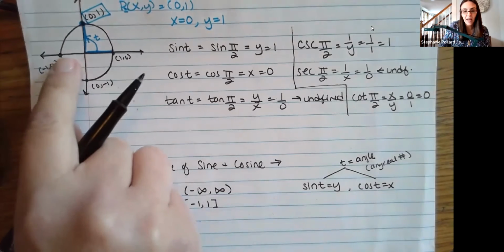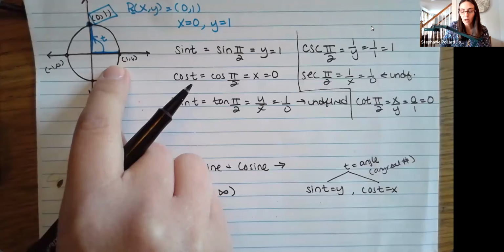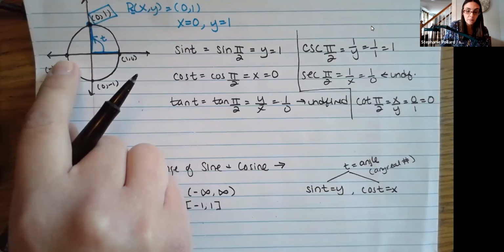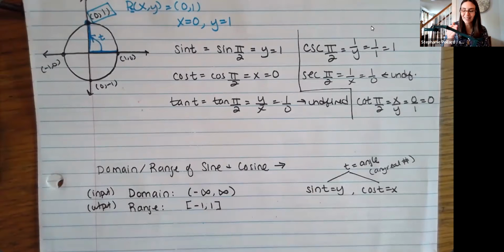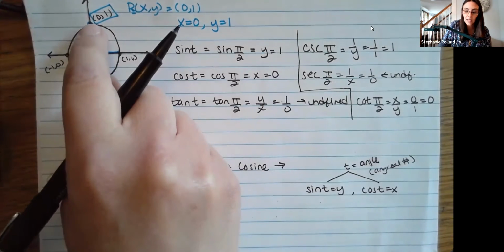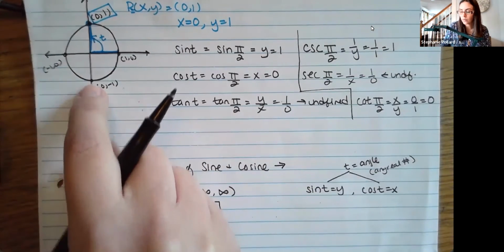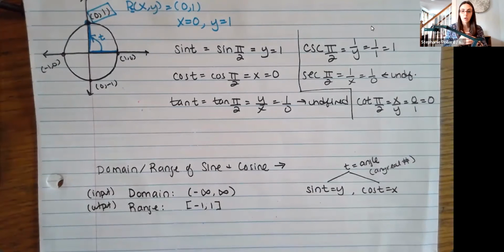So for the X values, if you look at your circle, the highest X value would be 1 and the lowest X value would be -1. So for cosine, the range is between 1 and -1. And then for your Y values, again, your highest Y value is 1 and your lowest is -1. So for the sine output, again, you're going between -1 and 1. So both sine and cosine have the same domain and range. Both have the domain of negative infinity to infinity, and both have the range -1 to 1.